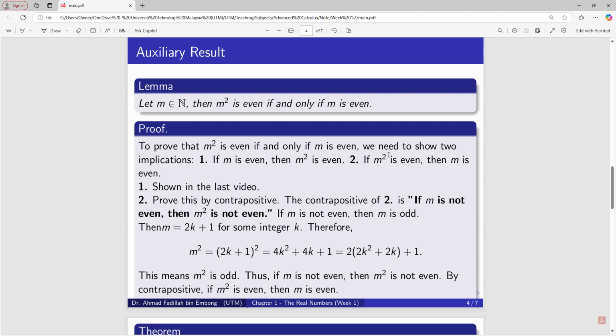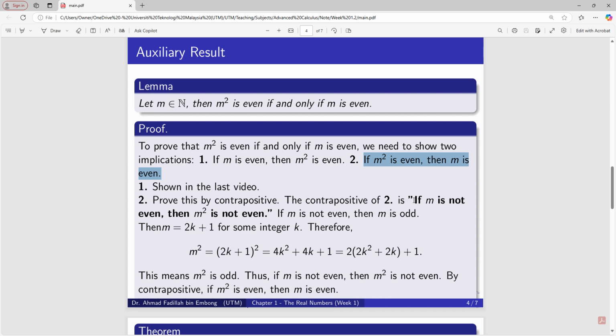Now I'm going to prove the second statement here: if m squared is even, then m is even. To prove this statement, I'm going to use the contrapositive technique. Recall again, we need to write the contrapositive of this statement. This statement says that if m squared is even, then m is even. Therefore, the contrapositive of this statement would be: if m is not even, then m squared is not even.